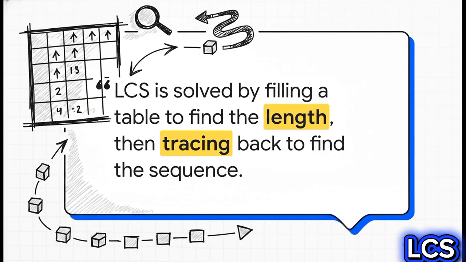So if there's just one thing you remember from all this, let it be this mental picture. Solving the longest common subsequence problem is a two-step dance. First, you build the table, your map, to find out the length of the answer. Then you just walk backwards through that same map to figure out what the sequence actually is.